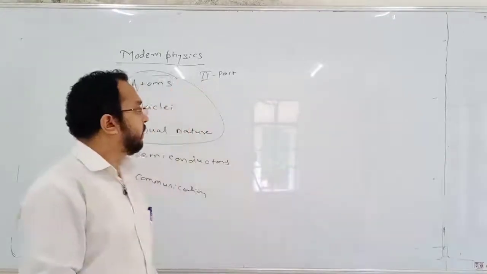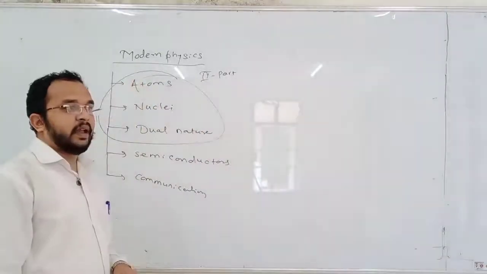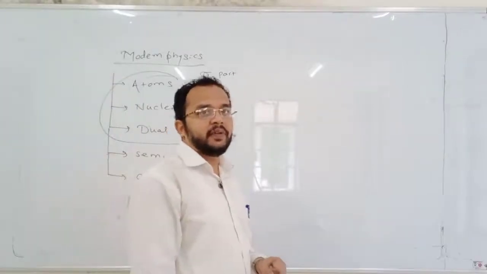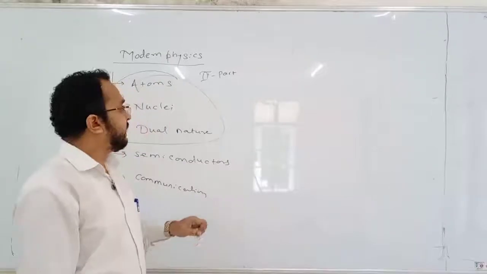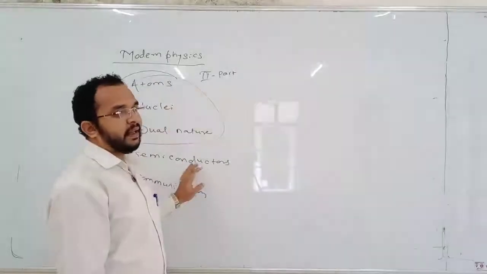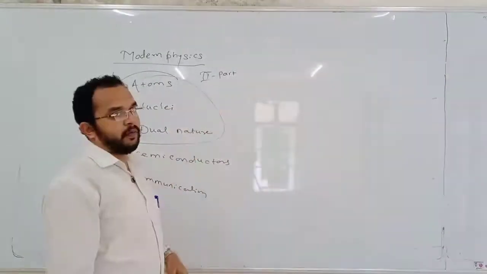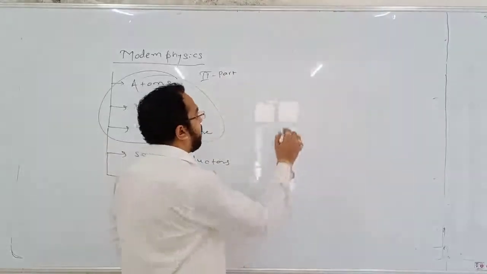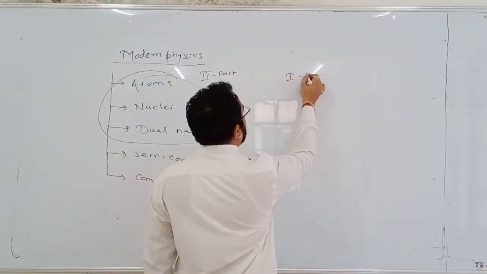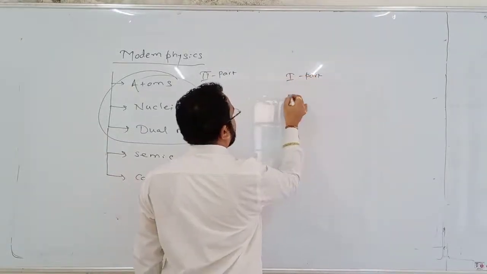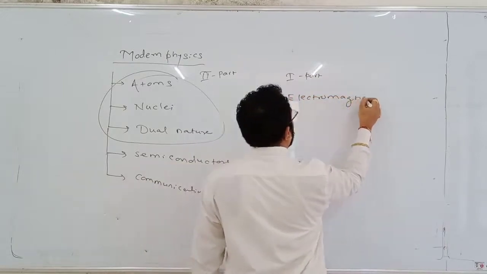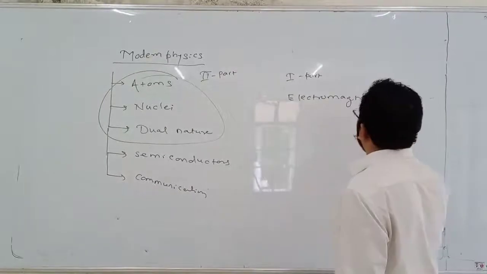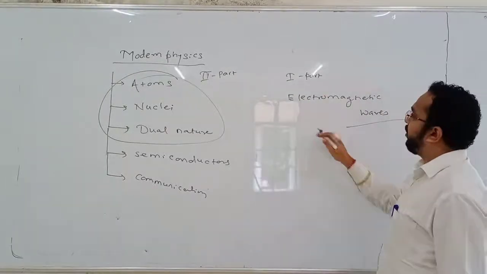Today we'll start modern physics. That is one more section of your physics, 11th physics. Out of this, 5 chapters belong to your second part of 12th physics, and one more chapter is from the first part. That chapter is electromagnetic waves. Now don't worry about this chapter.